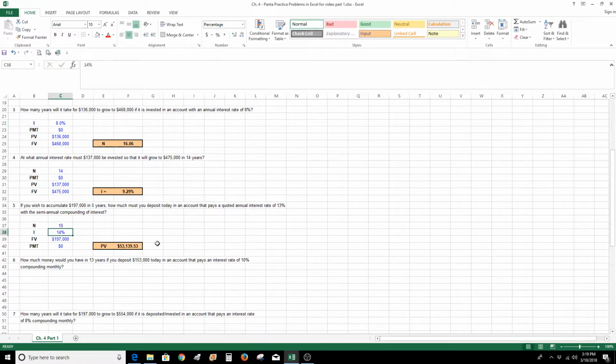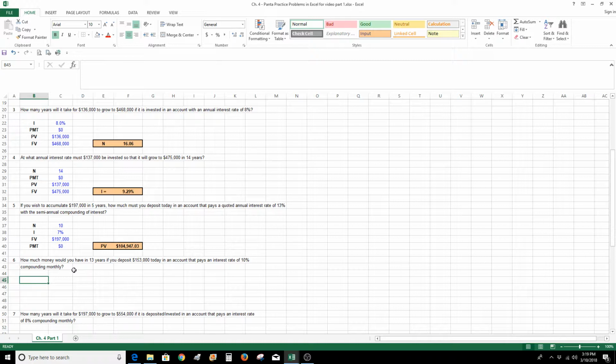Okay, and then for I, whereas in N you multiply by 2, in I you're going to divide by 2. So you're going to say equal 0.13 divided by 2. Okay, so that gives you a present value of $104,947.03. So remember, when it says semi-annual, you've got to fix the N and you've got to fix the I. In most cases, for N you're going to multiply, and for I, you're going to divide. Okay?